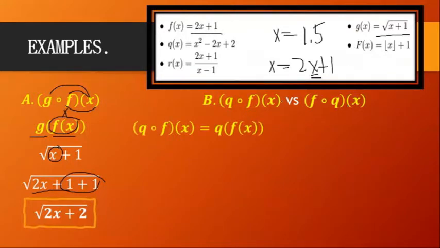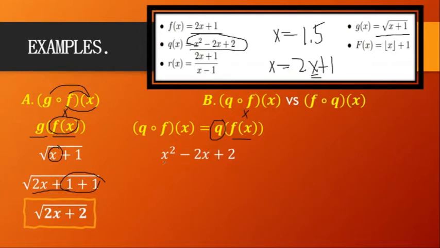By function composition, we'll be having q of f of x. So definitely ang magiging base natin dyan ay q. At yung x natin sa q ay papalitan natin ng f of x. Okay, so first write the value of q of x. And that is given by x squared minus 2x plus 2.